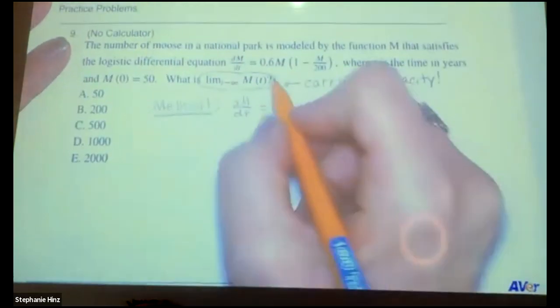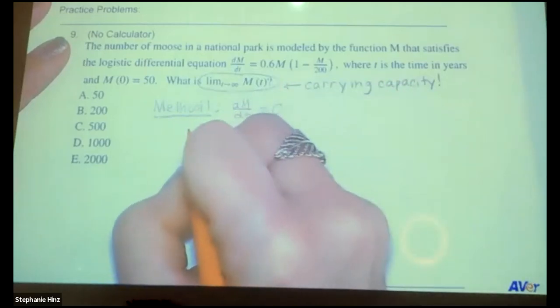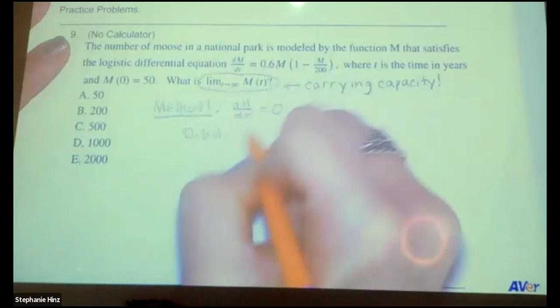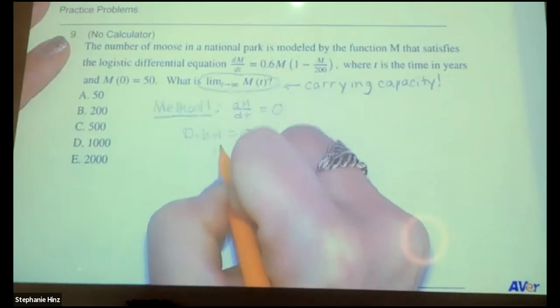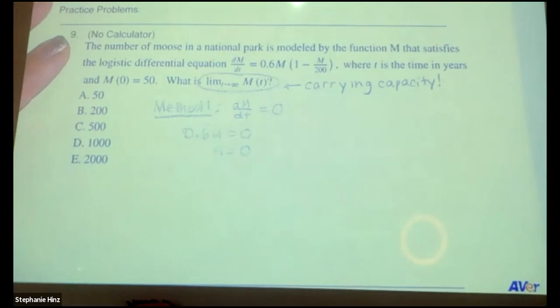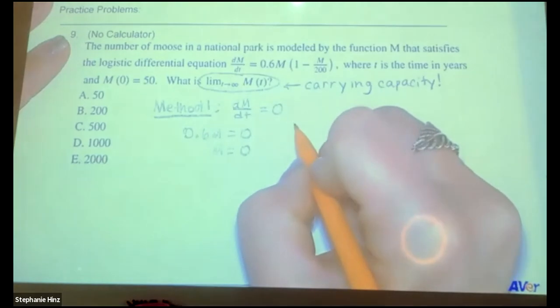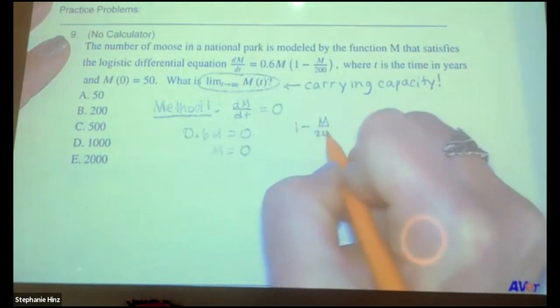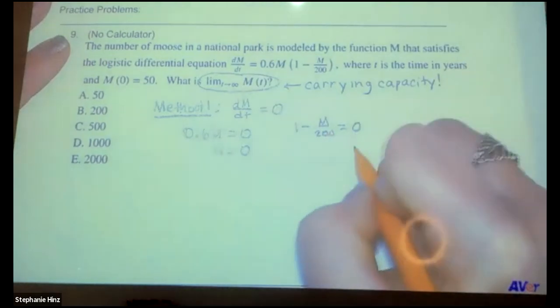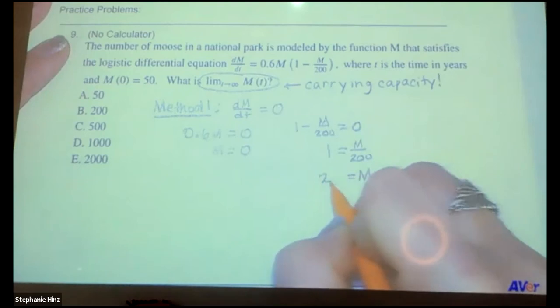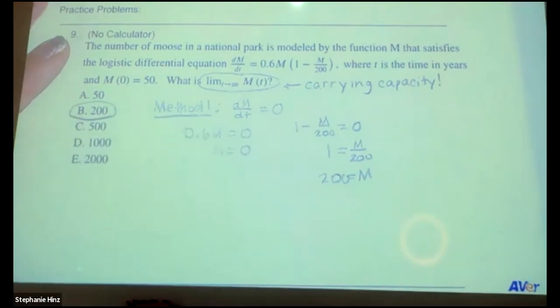All right, well, that's not too hard. I know that if this is factored already for me, then I know that we got 0.6 M equals 0, and that happens when M equals 0. Well, that's not going to be the situation at which we have a carrying capacity. And I also have 1 minus M divided by 200. So I could say M divided by 200 equals 1. So M equals 200, voila, you are done.